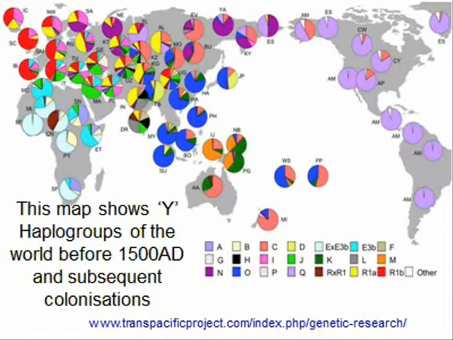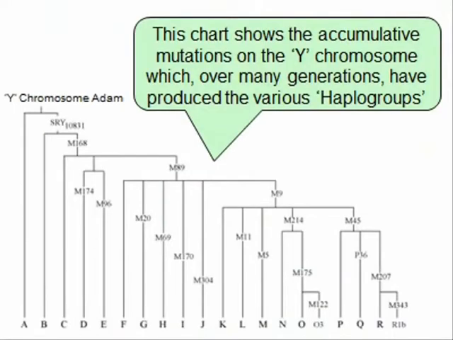This map shows Y haplogroups of the world before 1500 AD and the subsequent colonizations that took place. And this chart shows the accumulative mutations on the Y chromosome, which, over many generations, have produced the various haplogroups.